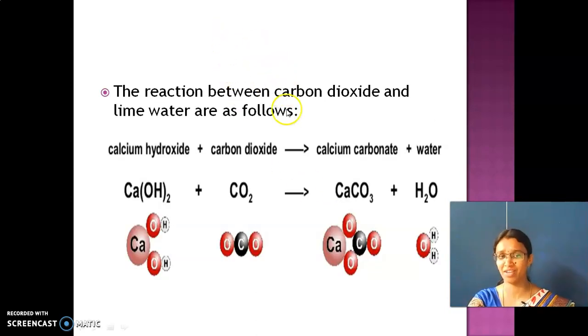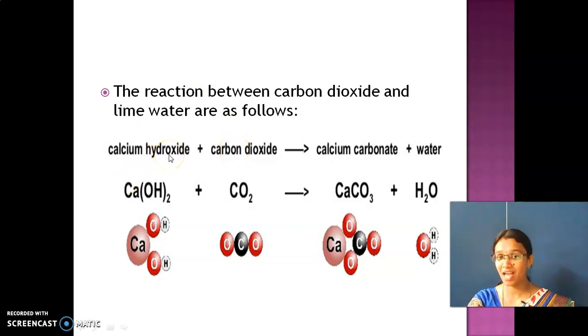And what is the second one, children? Calcium hydroxide. It is also called lime water. So this carbon dioxide, which is evolved from the vinegar and baking soda, is there, right? Calcium hydroxide and carbon dioxide react to give calcium carbonate and water.